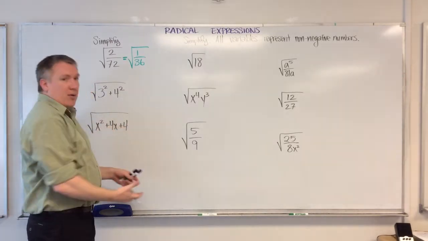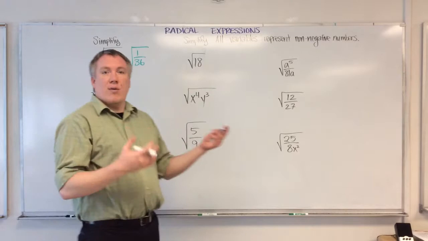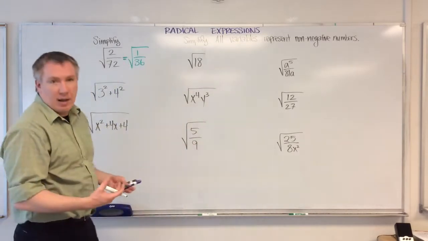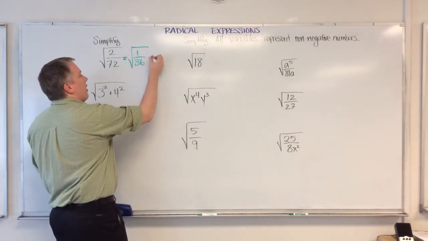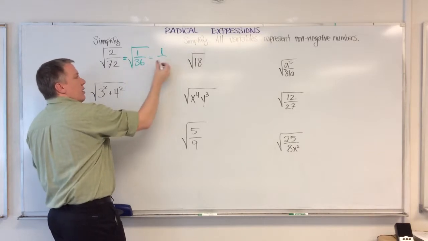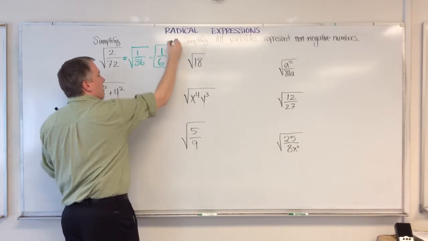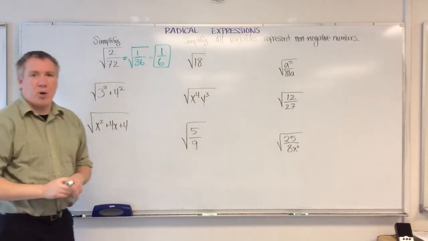And when you take the square root of a fraction, you just take the square root of top and bottom independently. So the square root of 1 is 1, and the square root of 36 is 6. And that's it. That's my answer: 1/6.